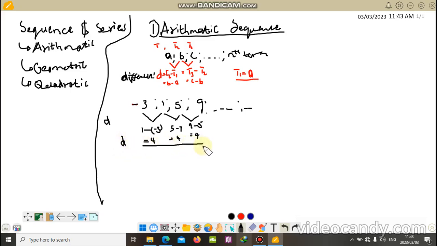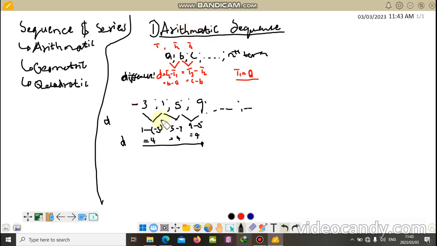So if you are able to get the difference being the same like that, then this tells you that you are dealing with what? You are dealing with an arithmetic sequence. Arithmetic sequence. I hope that makes sense.